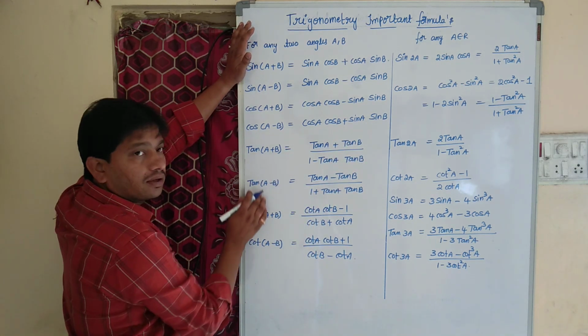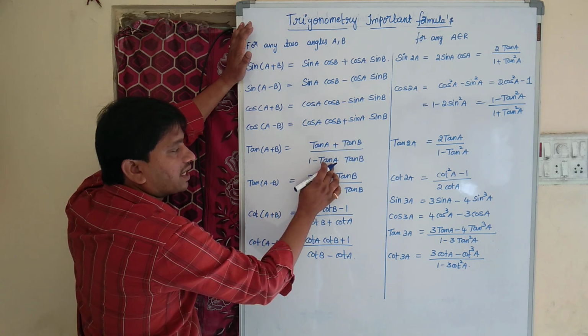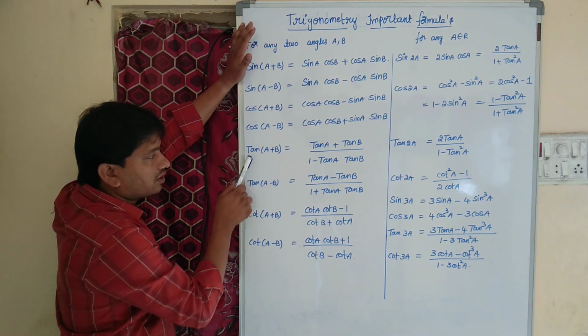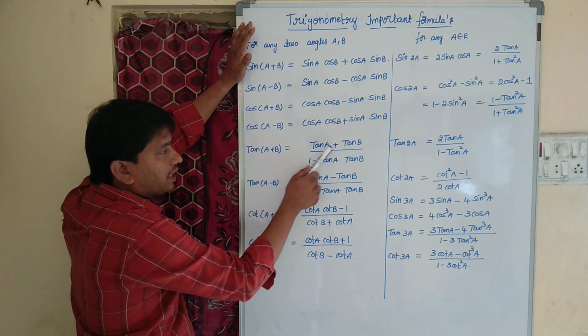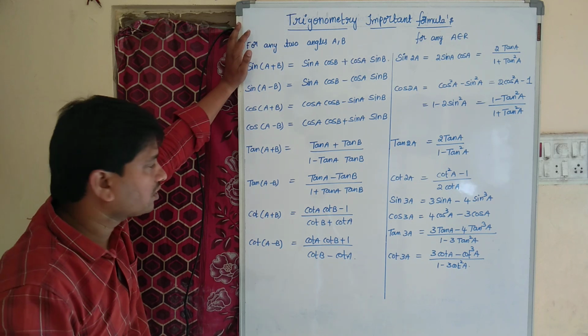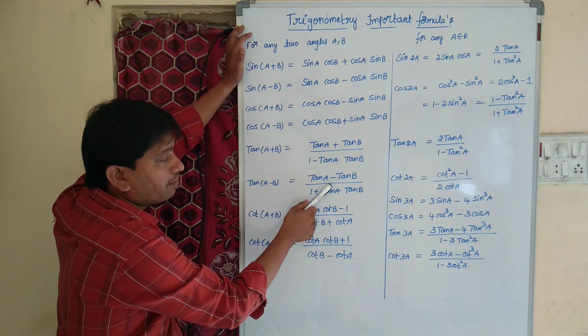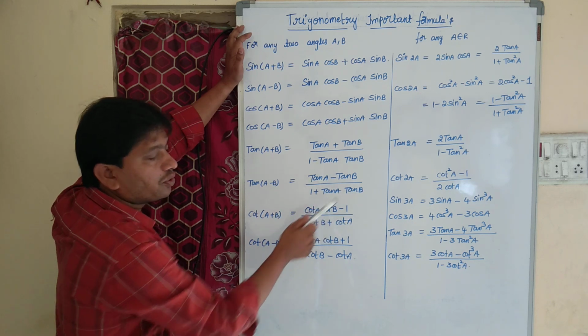Tan(A+B) is tan A plus tan B divided by 1 minus tan A tan B. Tan(A+B) equals tan A plus tan B by 1 minus tan A tan B. What about tan(A−B)? Tan A minus tan B by 1 plus tan A into tan B.